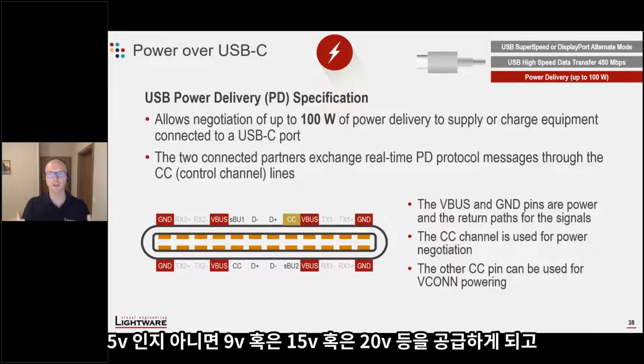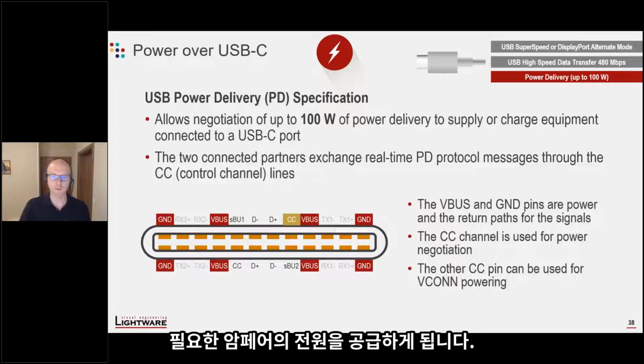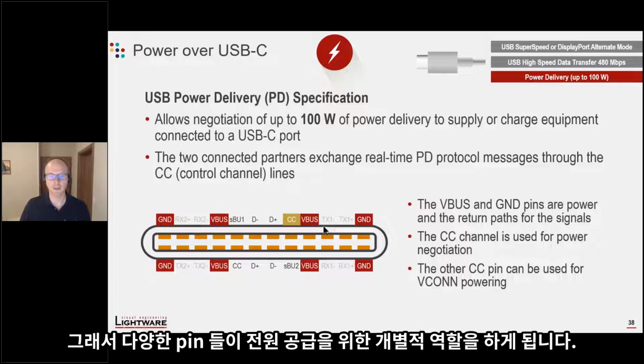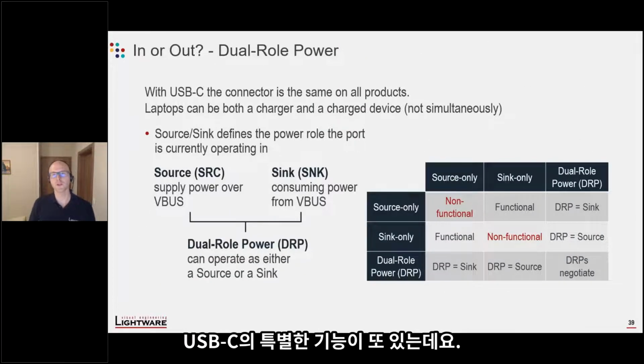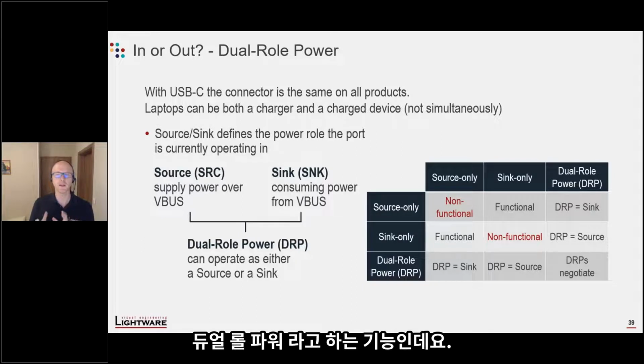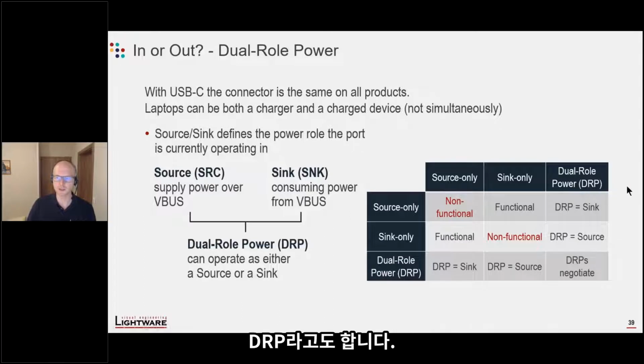They communicate this, and then the charger will go from 5 volts to 9 volts or 15 volts or 20 volts, and however many amps the source requires. And that's why you have so many power and ground pins in the connector and the cable. And another interesting feature of USB-C and powering is that many devices are called dual role power devices, or DRPs.